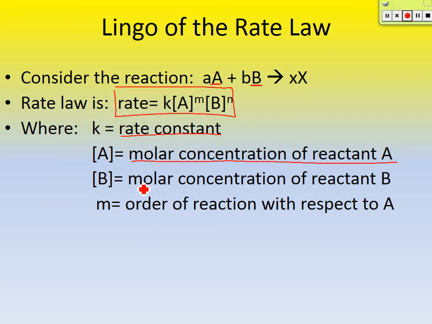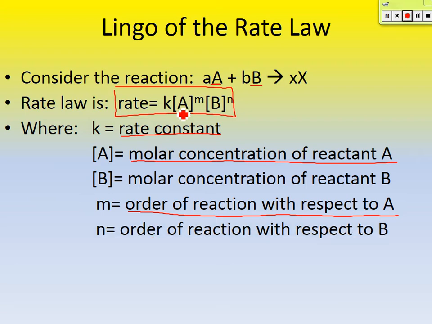Now, you see some exponents here. The molar concentration of A is raised to the exponent, which they call M. M is the order of the reaction with respect to A. N, also this exponent, is the order of the reaction with respect to B. That's how a chemist would say that.